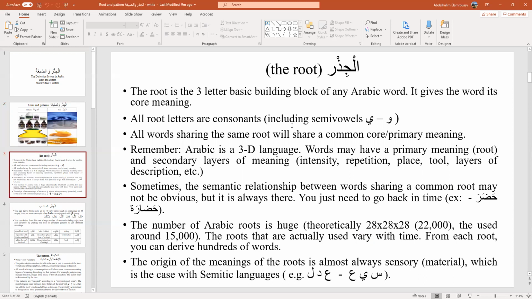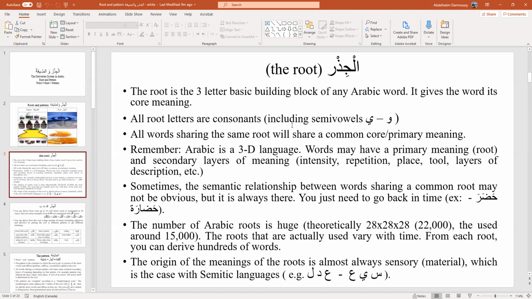All words sharing the same root will share a common core meaning or a common primary meaning. And if you recall from the 2AA3, Arabic is a 3D language, which means that words in Arabic have a primary layer of meaning, which is indicated by the root, and they may have secondary layers of meaning, which are indicated by the pattern. The secondary layers of meaning may indicate intensity, repetition, the place of the action, the tool of the action, the doer of the action, the object of the action.